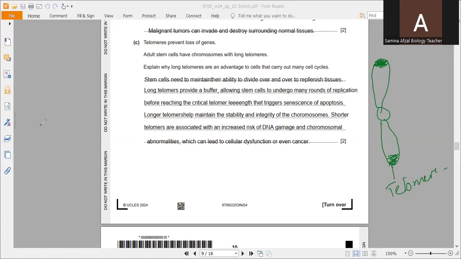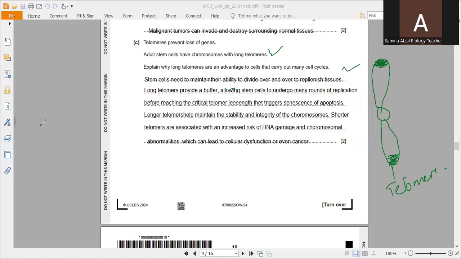So this is a fundamental concept. Telomeres are repetitive DNA sequences located at the ends of chromosomes. They act as protective caps, preventing the loss of essential coding genes during DNA replication. Chromosomes with long telomeres: stem cells, which are responsible for replenishing tissues, undergo many cell divisions. So stem cells need to maintain the ability to divide over and over to replenish tissues.